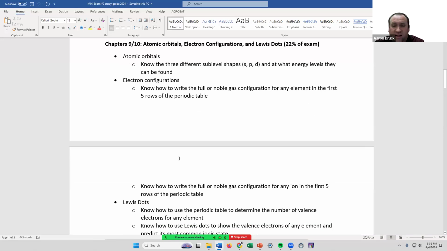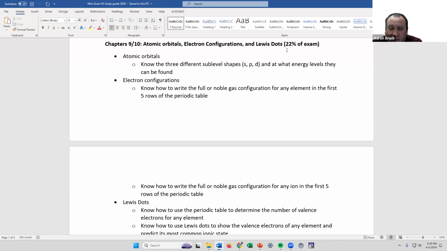Out of chapters 9 and 10, you can see this is less than 1/4 of the exam. We didn't spend a ton of time on these, but we spent enough on it to warrant at least a couple of questions. What do you need to know out of chapter 9? Well, you need to know about atomic orbitals. We talked about the 4 different sublevels, the S, P, D, and F, but you really need to know the 3 different sublevel shapes. You need to know where they can be found. So, for example, we know that the S sublevel, that spherical shape, is found in every single energy level because it is in the lowest of the energies.